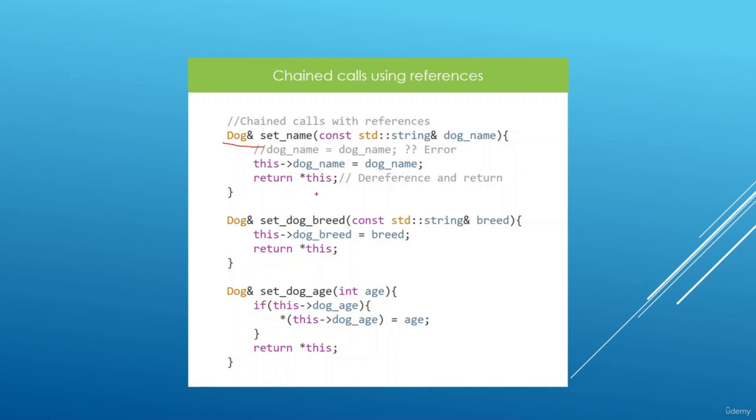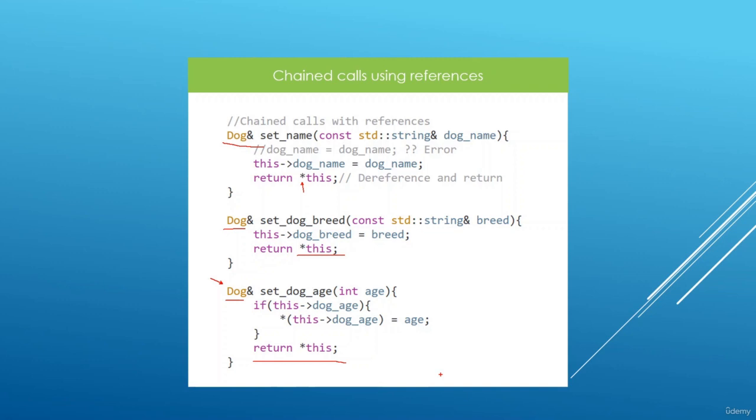But before we return through the this pointer, we will need to dereference the this pointer and get to the actual thing that is being pointed to. That's why we have this star operator here. And for the other setters, we're going to do the same thing. We're going to return a reference. We're going to return a dereferenced version of this. We're going to return a dog reference for set dog age. And we're going to return a dereferenced this pointer because this is a reference we are returning here.